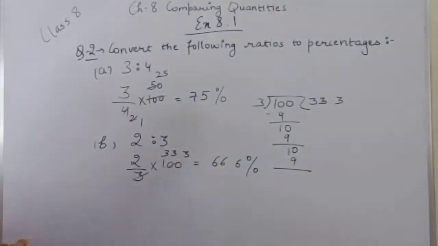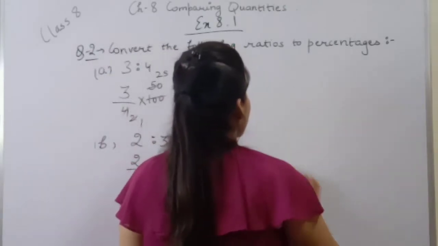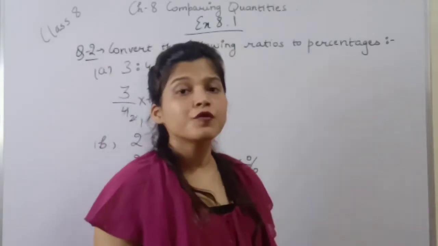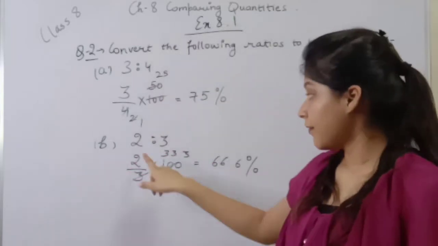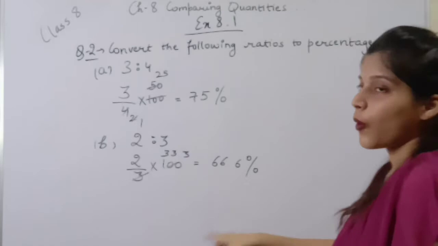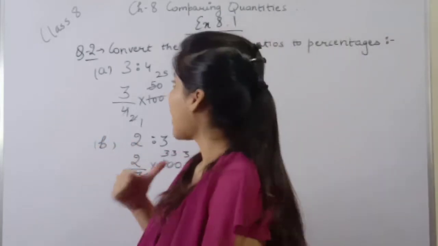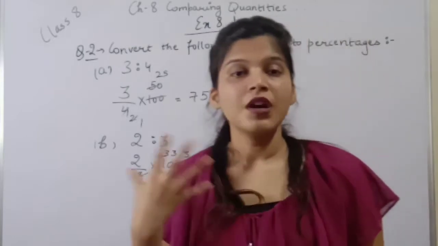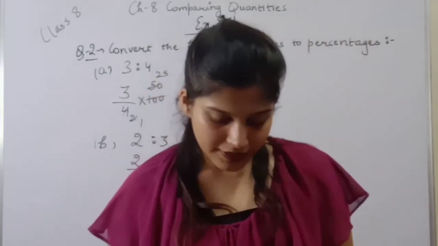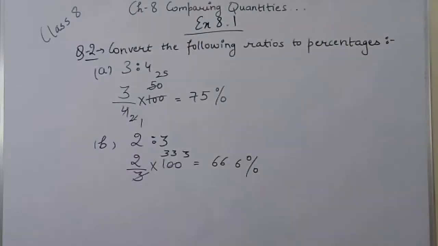66.6%. Okay, so the answer is 66.6%. It means if we have 2/3 of something, it means we have 66.6% of that thing. Okay, so this was how to convert ratios into percentages. Okay, this was our question number 2 of exercise 8.1.